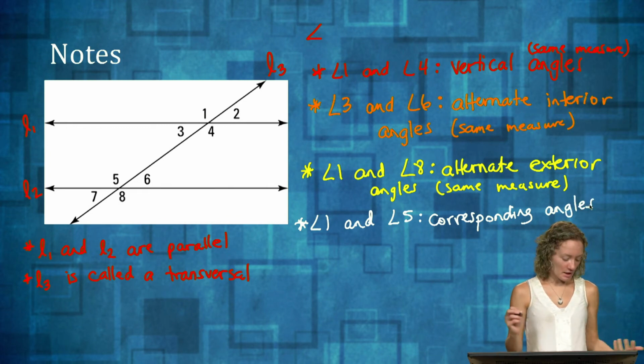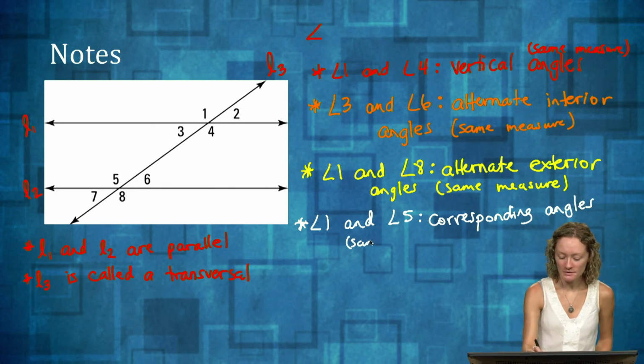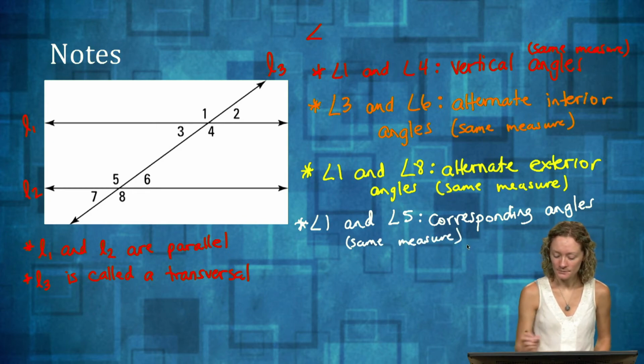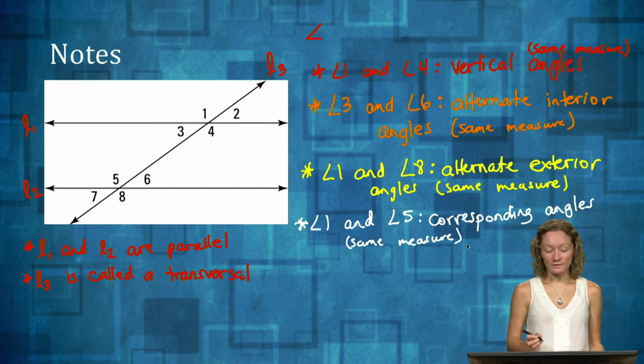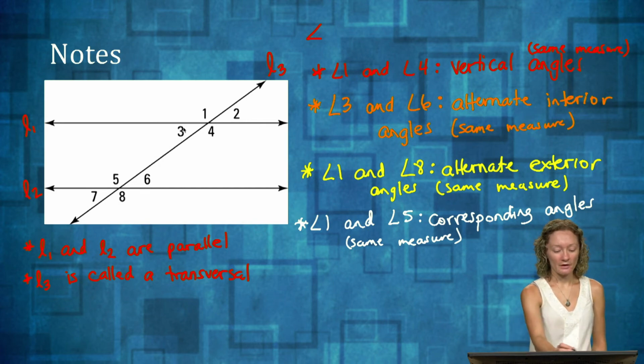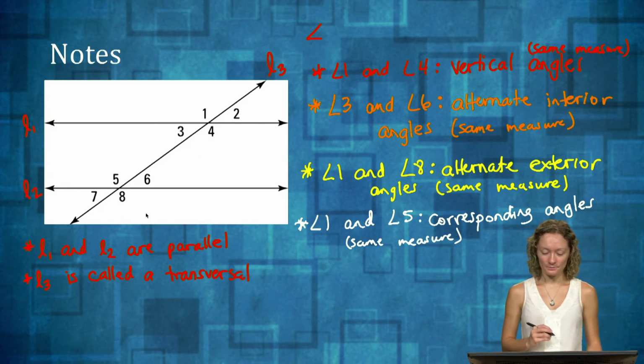Corresponding angles, and surprise, surprise, these also have the same measure. Again, 1 and 5 is one example of corresponding angles. Another would be 2 and 6. Those are equal. 3 and 7, those are equal. 4 and 8, those are equal.